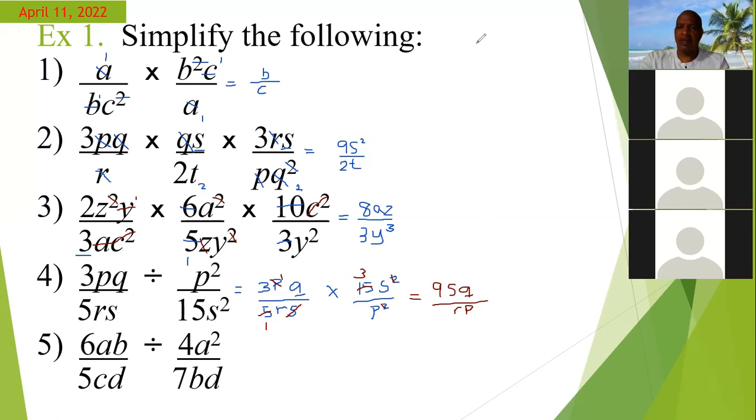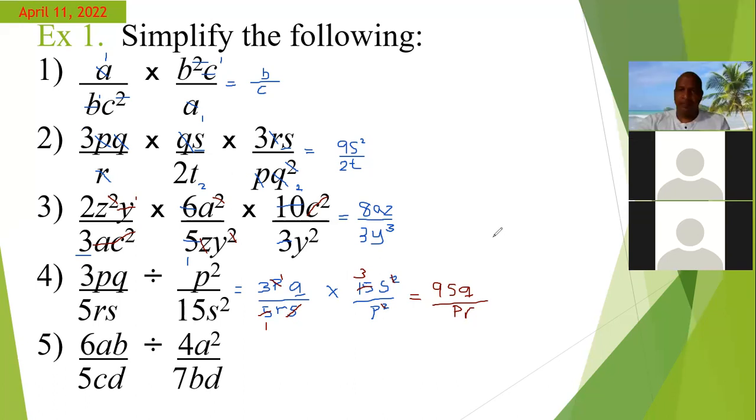All right, so P would come first. So let us write it in alphabetical order. So P, then R. All right, is that clear? Everybody got that? Raise your hand. All right, let's wait some.